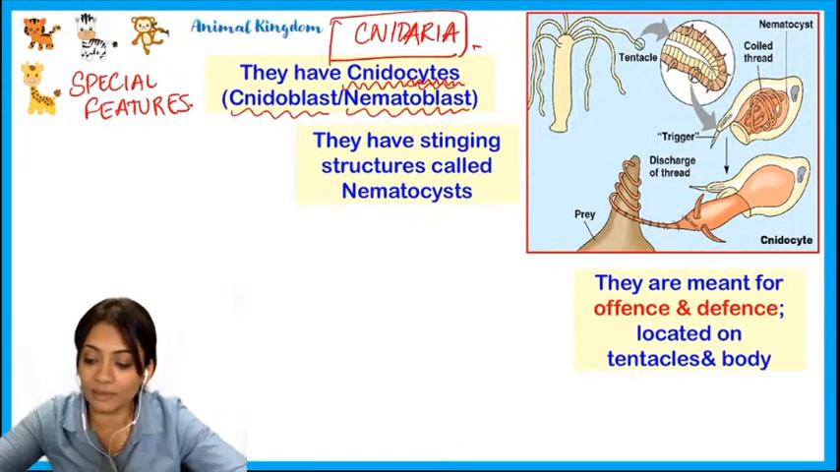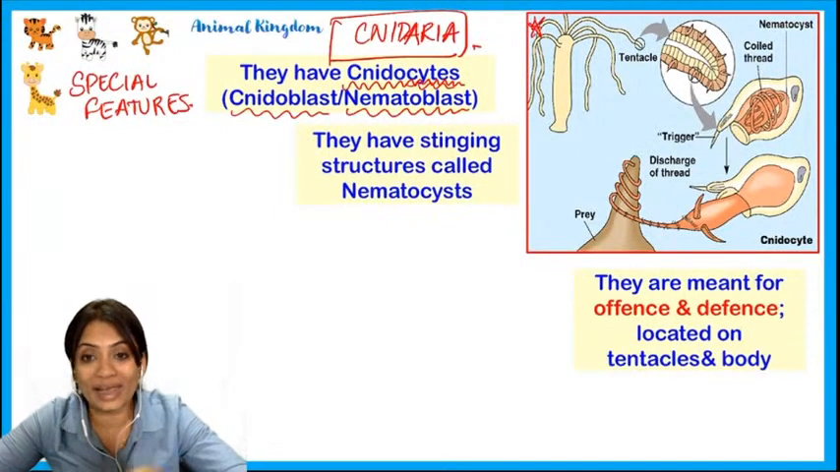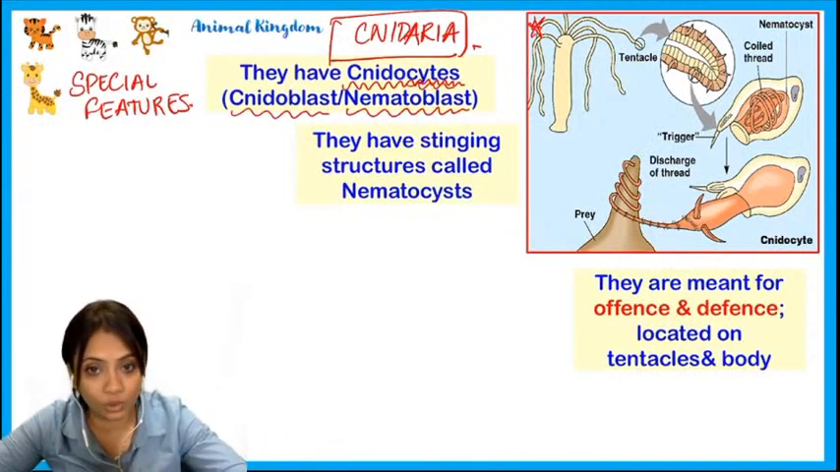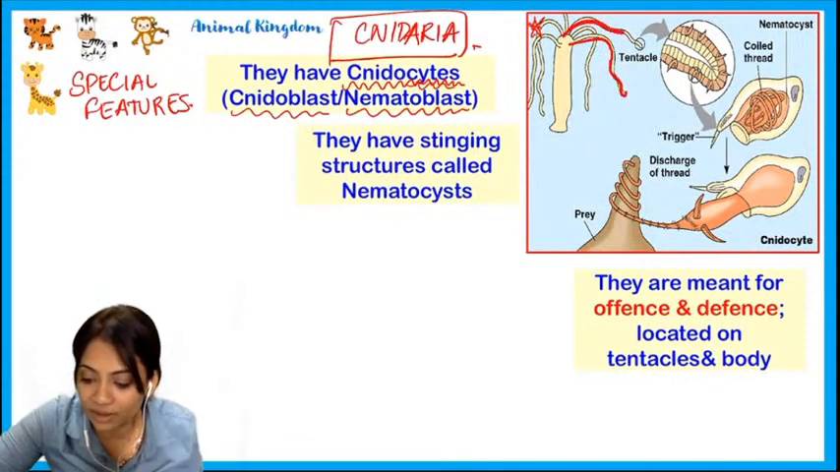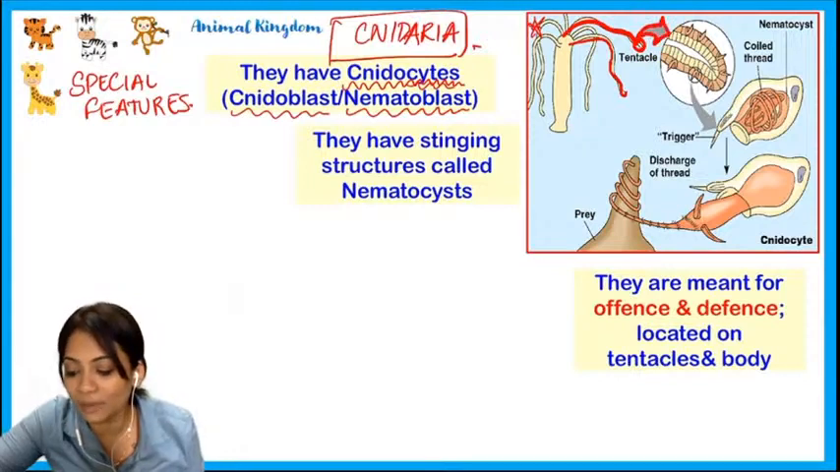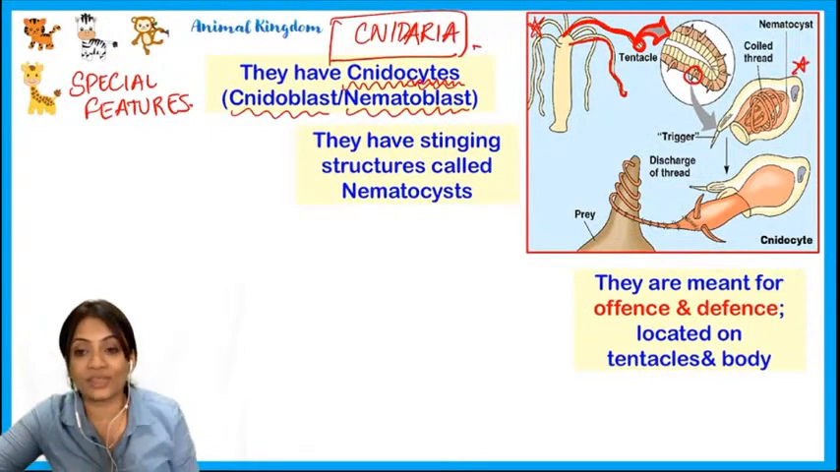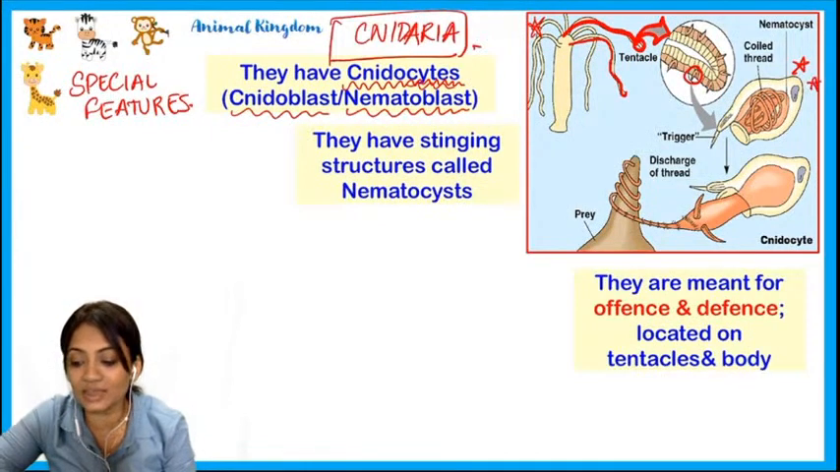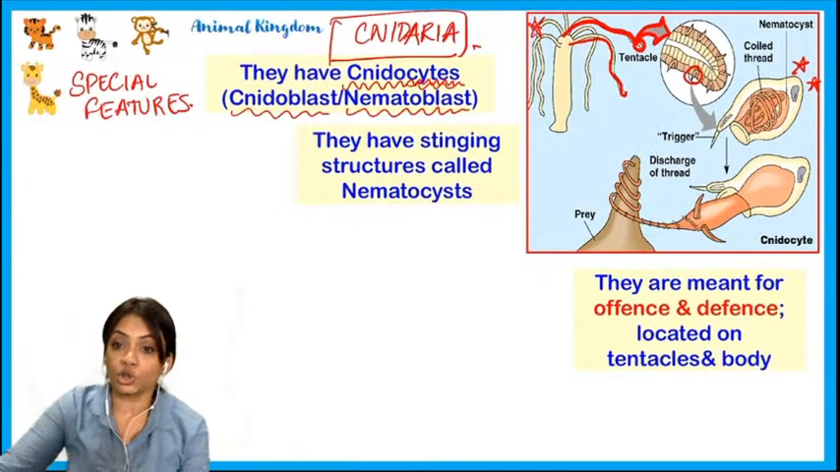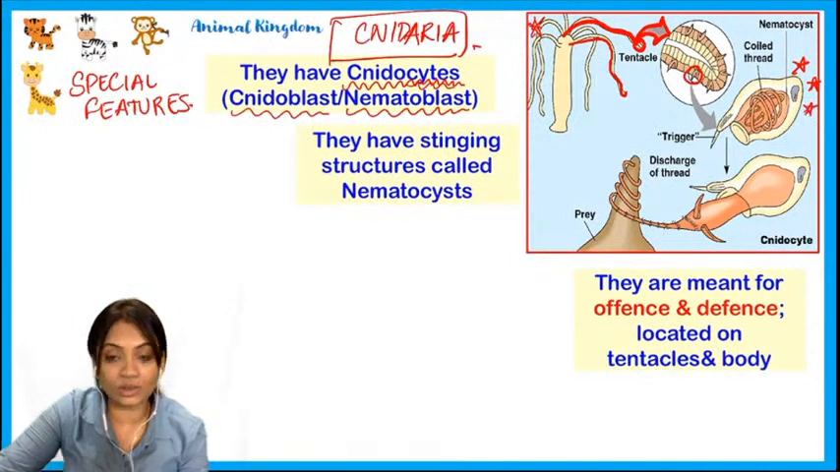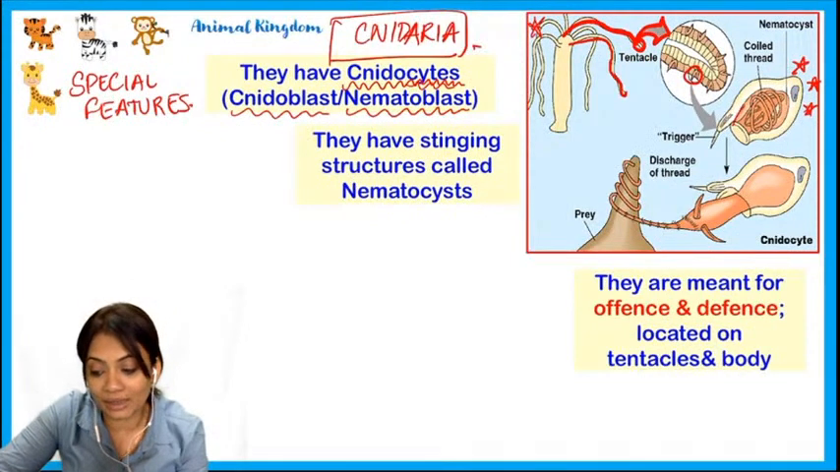Now look at this diagram on the right side and you will see where exactly these cnidocytes are located. Can you see these tentacles of the hydra? On these hydra tentacles, can you see this part which has been enlarged over here? On that part there are these cells here, and these are the cells that I'm talking about. This one cell that you're seeing here is a cnidocyte, or you can call it a cnidoblast, or a nematoblast. And look at that apparatus inside the cnidocyte, which I am just covering over here right now.